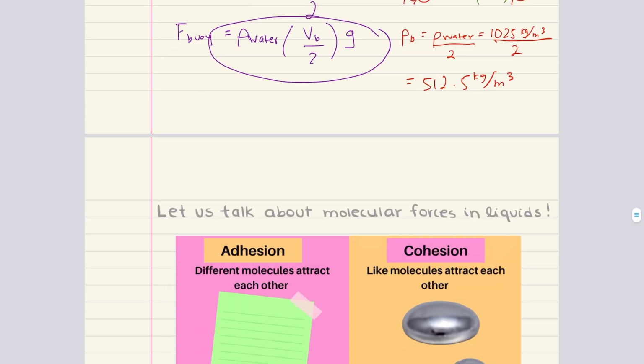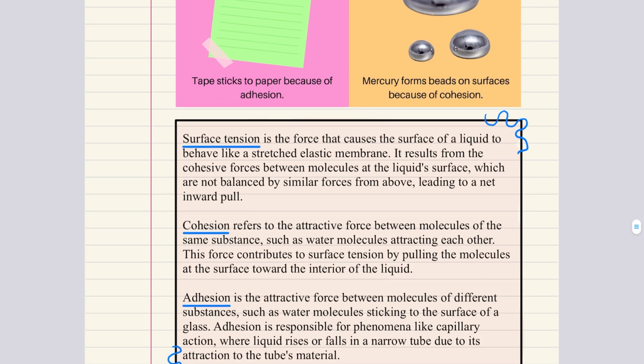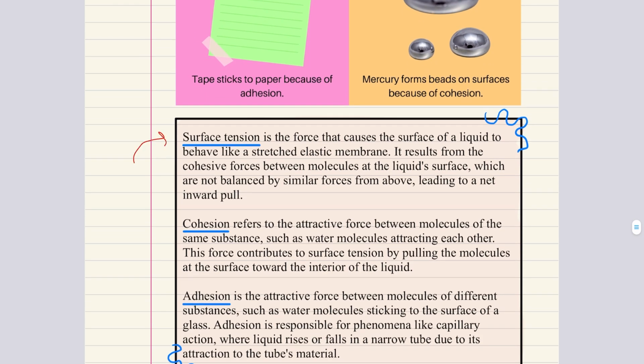Now, the last topic for this second objective is going to be molecular forces in liquids. Here, we're going to discuss 3 properties that are indicative of the intermolecular attractive forces holding molecules together in the liquid phase. And those are surface tension and capillary action. Let's go ahead and start by discussing surface tension first. This is a fundamental property of liquids, and it's defined as the energy required to increase the surface area of a liquid by a unit amount.